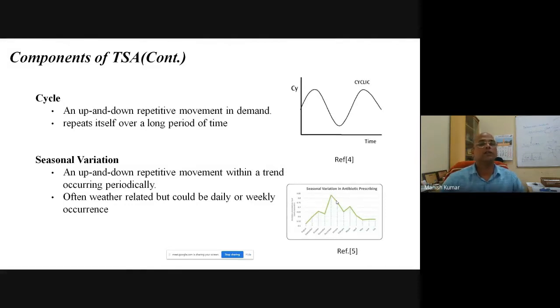Certainly, a cycle is one important thing, which is a repetitive up and down movement of the demand that creates a cycle in the particular time series data. In this case it repeats over a long period of time. Then there are seasonal variations, based on different seasons or different events. These are repetitive up and down movements that occur periodically, often weather related, but could be daily or weekly occurrences.